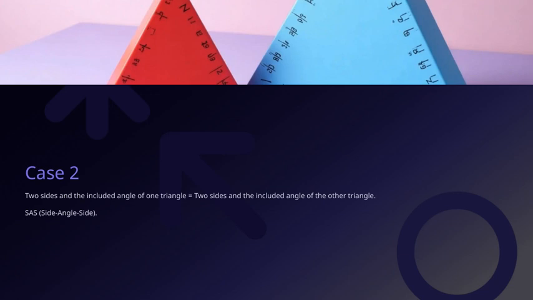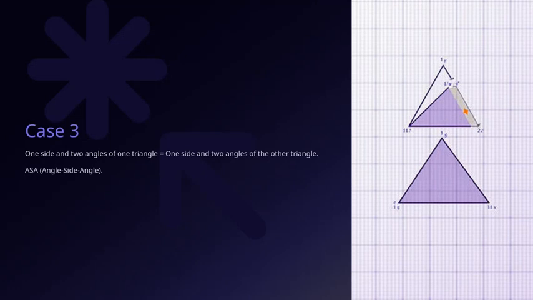Connecting this to our overall theme, understanding SAS helps us recognize when 2 triangles are essentially the same shape and size, which is fundamental in solving many geometric problems. Let's take a look at case 3.